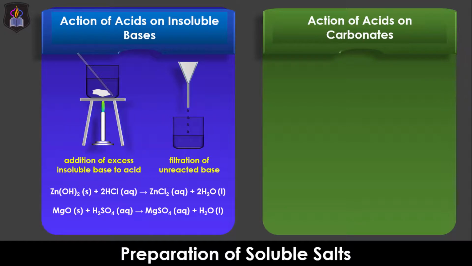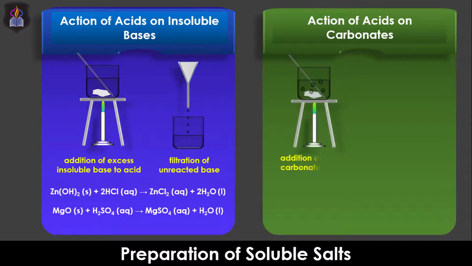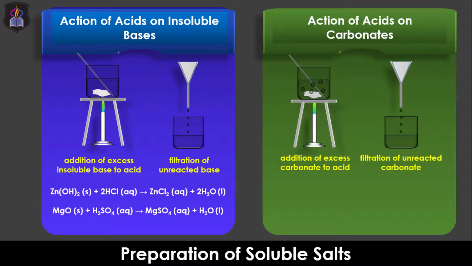Just like the action of dilute acids on insoluble bases, insoluble carbonates can be added to heated dilute acids in little amounts and stirred until no further dissolution occurs. As the reaction occurs, bubbles of gas will be seen in the beaker, which indicates the liberation of carbon dioxide. The unreacted carbonate will be filtered off, leaving behind the desired salt solution as the filtrate.